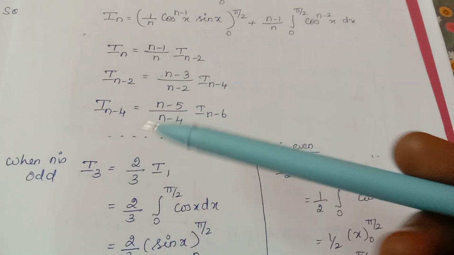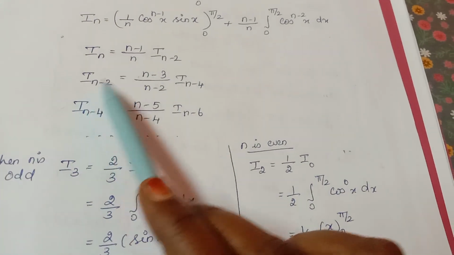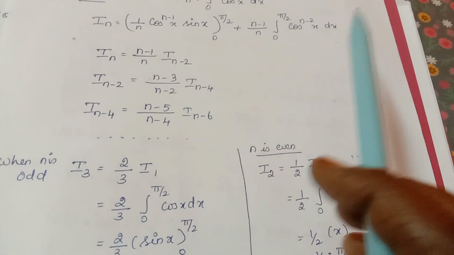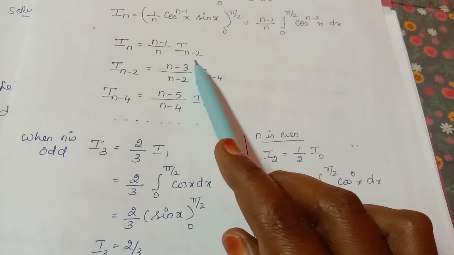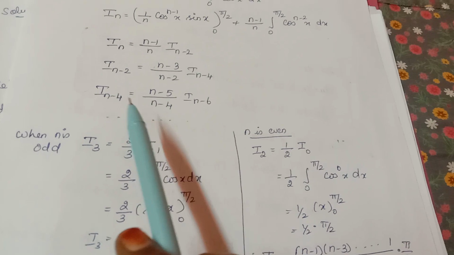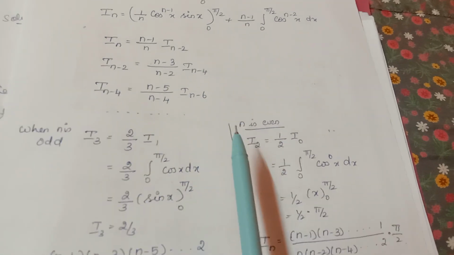So again, the same thing as for the sin function. What will be I_{n-2}? It will be (n-3)/(n-2) into I_{n-4}. What will be I_{n-4}? (n-5)/(n-4) into I_{n-6} and so on. So the index is reducing 2 by 2. So finally, where will you arrive at?